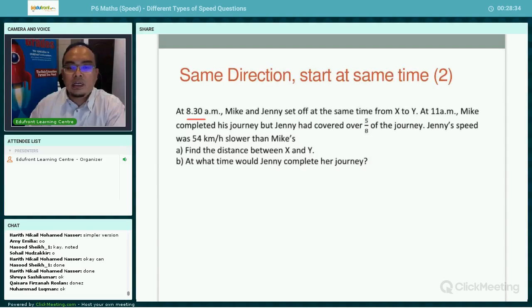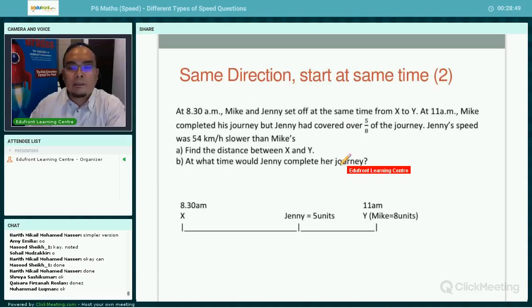Okay, so again, there's lots of information here. You cannot straight away find or calculate. That will not be easy. So you draw the speed or distance-time line, for you to visualize the question.